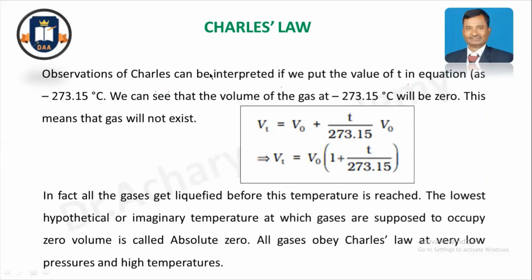Charles interpreted that if we put the value of T in the equation, we can see that the volume of the gas at minus 273.15 degrees centigrade will be 0. This means that at that temperature, that gas will not exist.